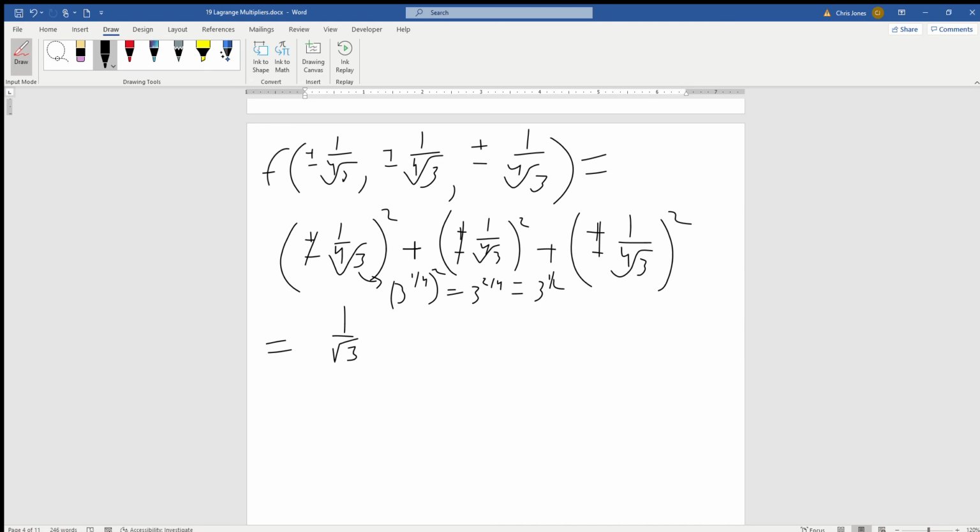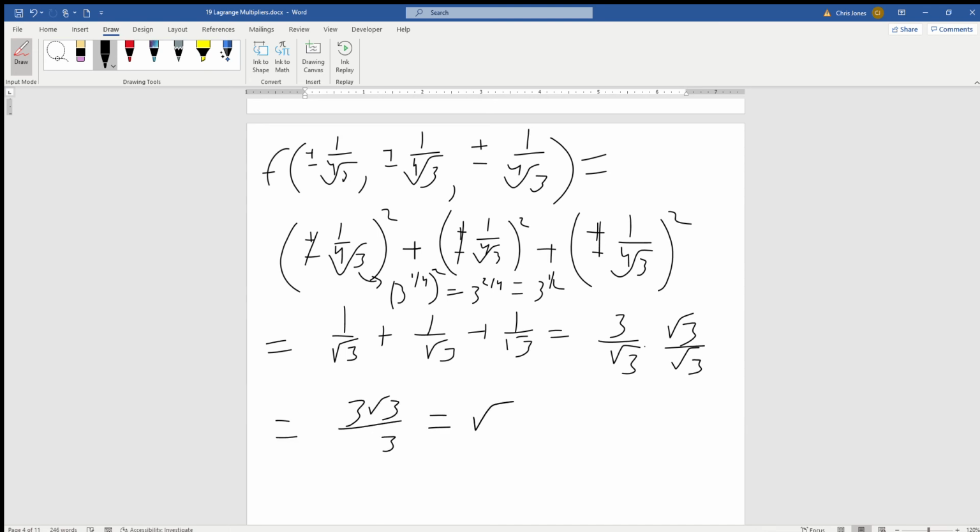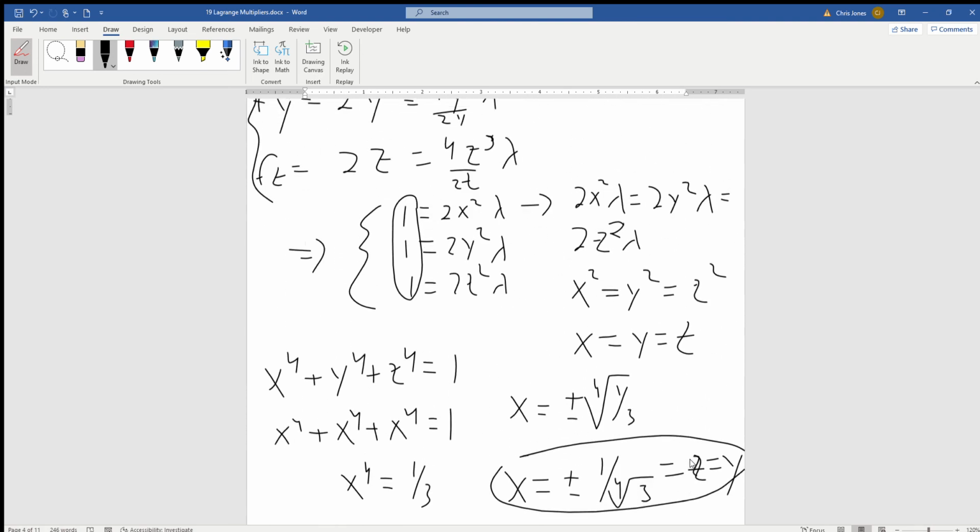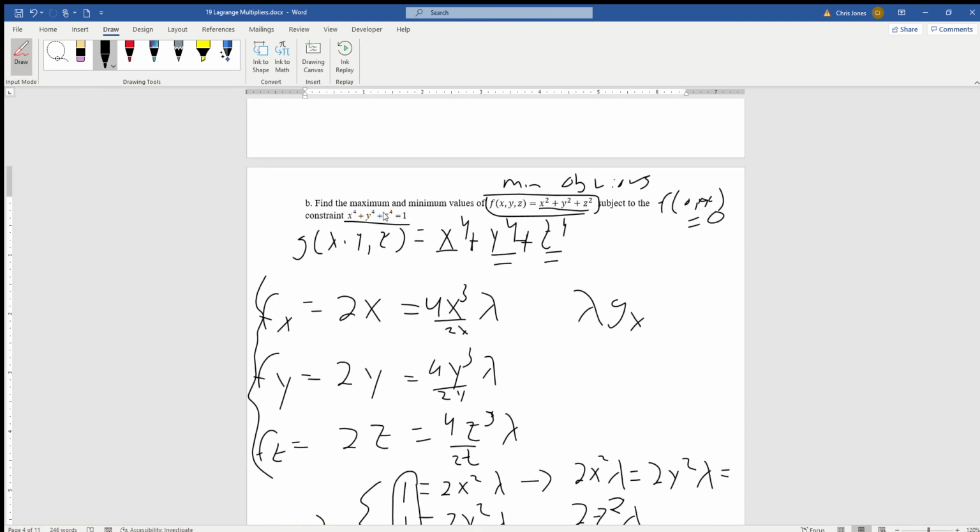So that's 1 over root 3 plus 1 over root 3 plus 1 over root 3, which is the same thing as 3 over root 3. If we rationalized it, that would be 3 roots of 3 over 3, or the square root of 3. All right, so the square root of 3 is going to be the optimal value on that curve. So a pretty cool example in 3 dimensions to be able to optimize given this constraint.